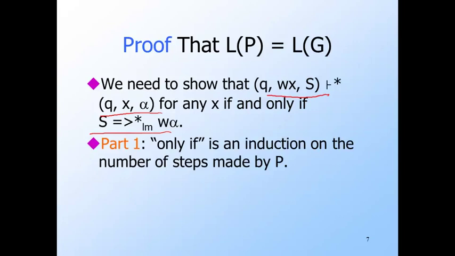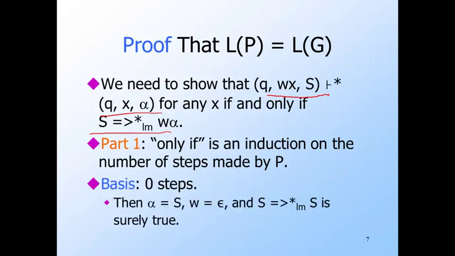We start with the only if part. That is, if P makes the transition shown, then S derives W alpha in G. The basis is 0 steps. Then W is obviously epsilon since nothing can have been consumed from the input. And alpha is S since the stack doesn't change. We need to show that S derives W alpha in a leftmost derivation. But W alpha is just S, and surely S derives itself.